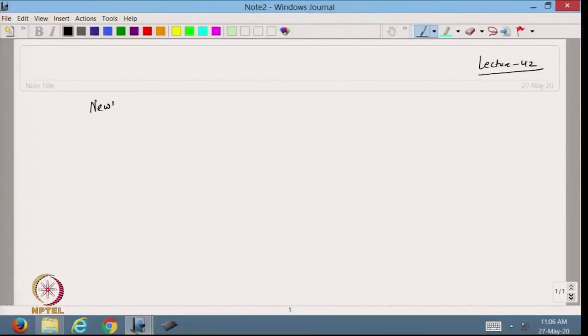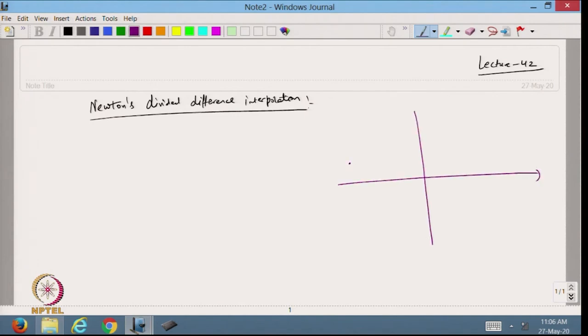So today we will discuss how we can define Newton's divided difference formula or interpolation. In this case, again I have some points: x0, y0, x1, y1, x2, y2, x3, y3, and so on. In the end, suppose I get xn, yn. So these points are given to me.